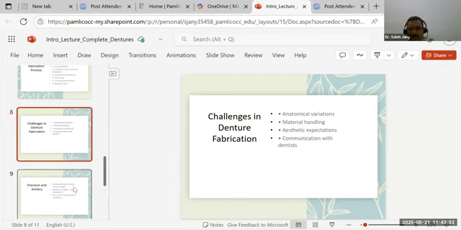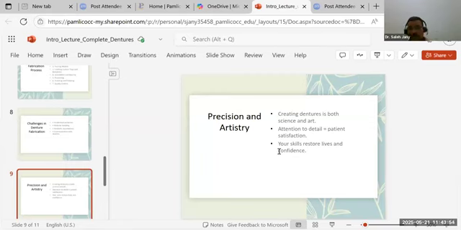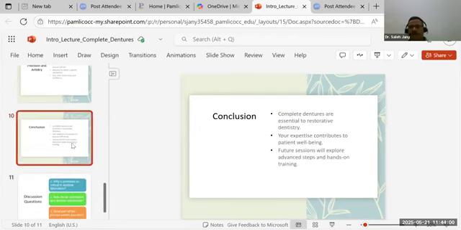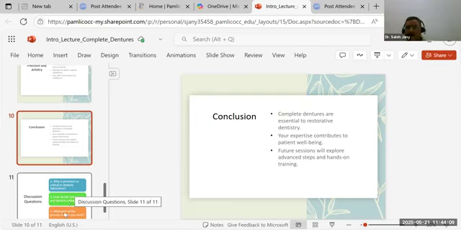That's creating a denture, both science and art, attention to detail, patient satisfaction, skill restored. Yeah, the thing with complete denture is that it's experience. The first denture is not going to be perfect. The second will be okay, but with time you will know where the problem is.